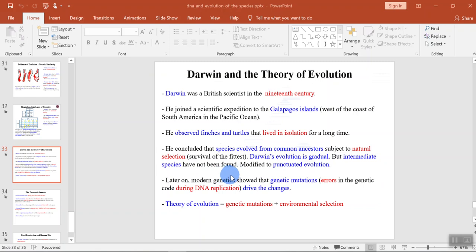So the theory of evolution got modified from gradual to punctuated evolution. That's the modern theory. Later on, modern genetics showed that genetic mutations are errors during DNA replication. They drive the change. So the theory of evolution is genetic mutations plus environmental selection. Some species survive, most of them die out.